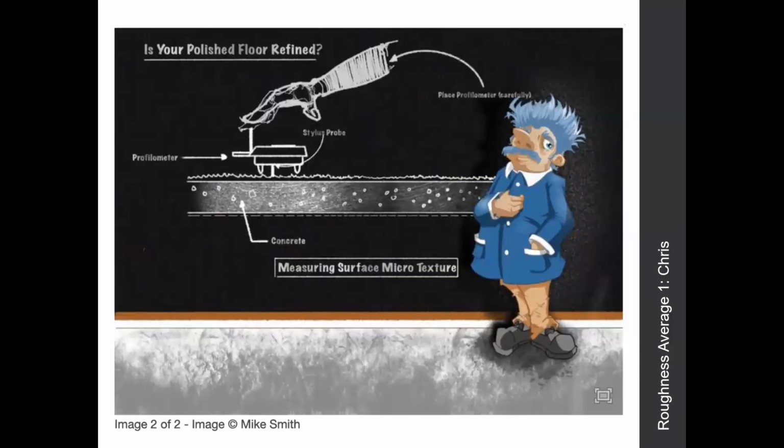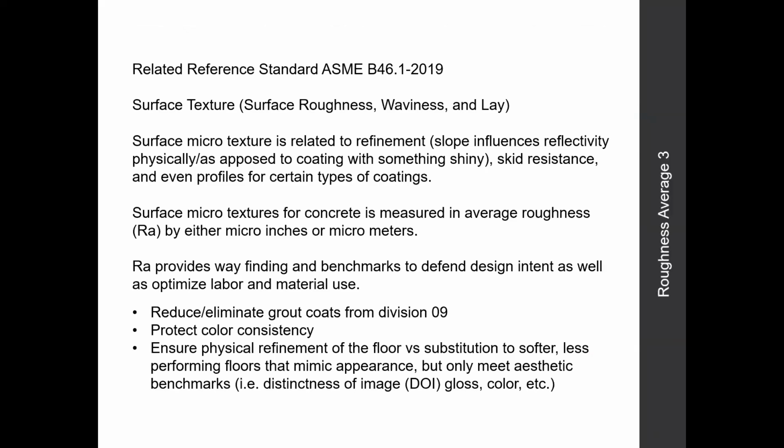And so in addition to our aesthetic benchmarks, we were also adding in physical benchmarks, not just for polishing, but also finishing. And the two that we're going to talk about primarily are that of average roughness, or RA, the surface microtexture, literally measuring the peaks and valleys of a concrete surface. And we have conditions of the contract of a minimum RA for the finishing.